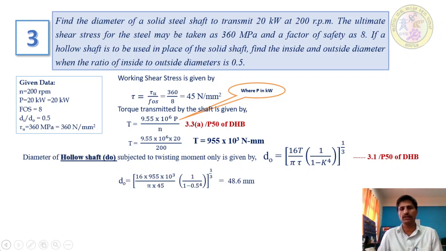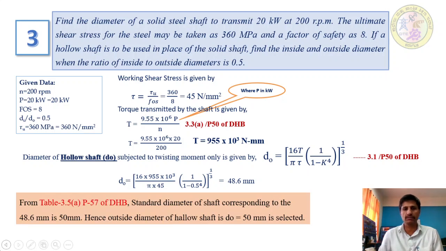So we are going to get the value as 48.6 millimeter. Again, you can notice this diameter is greater than the previous diameter. So again, it is not the standard one. We have to refer the design data handbook and write the standard diameter. It is available in page number 57, table number 3.5. Standard diameter of the shaft corresponding to 48.6 millimeter is 50 millimeter. Hence, outside diameter of the hollow shaft is D naught is equal to 50 millimeter.